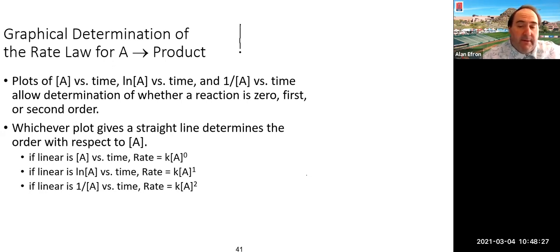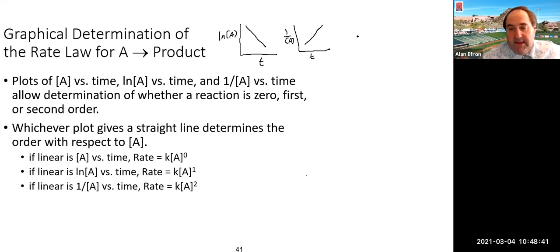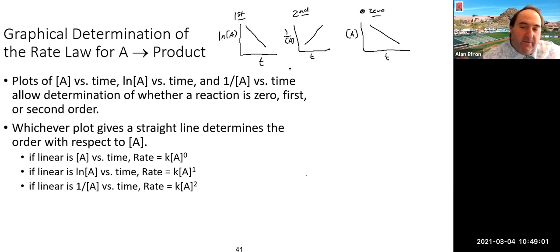So a reminder that if you did a graph of the natural log of A versus time and you got a straight line, or you did a graph of 1 over A versus time and you got a straight line, or you did a graph of A versus time and you got a straight line, these do represent first order, second order, and 0 order.